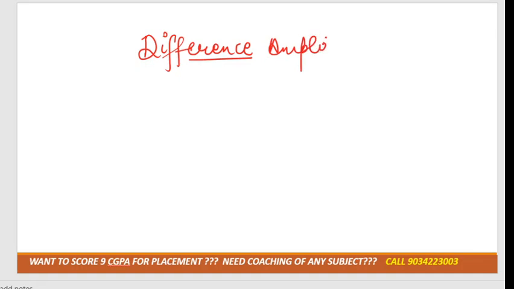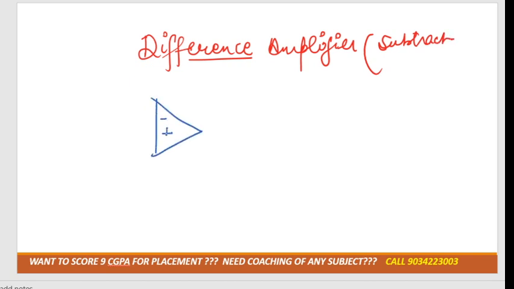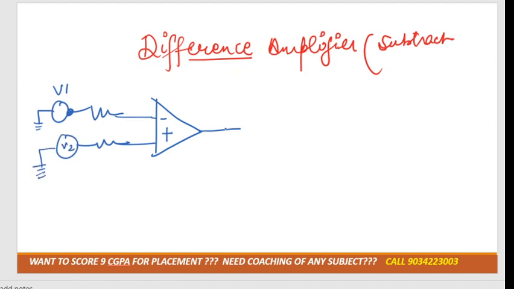The difference amplifier, as its name suggests, is a subtractor. For that, the diagram would be like this: negative, positive. We have provided both the voltages. One voltage will be provided to the negative terminal, and one voltage to the positive terminal. Let us consider we have provided V1 here, with the other terminal grounded. Here let us consider we provide V2, with the other terminal grounded.